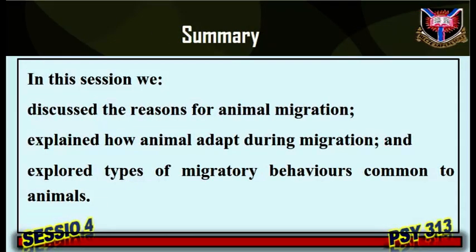Summary. Thus far, we have discussed the reasons for animal migration, explained how animals adapt during migration, and explored types of migratory behaviors common to animals.